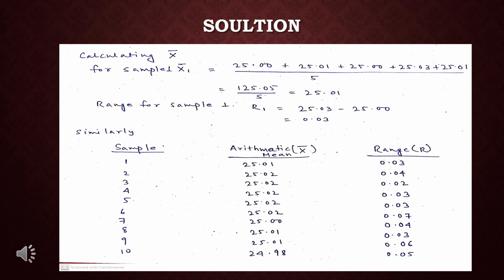Simultaneously, if we calculate it through to sample 10, we are getting the values, according to what I have shown in the slide itself. So these are the values. So now we are clear on how to find the arithmetic mean of each sample and how to find the range of each sample.